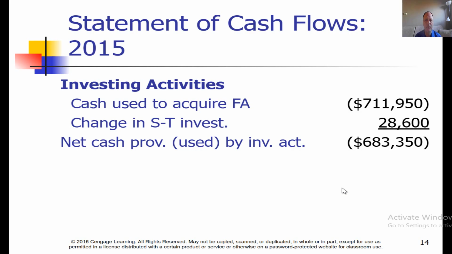and it comes from investing activities. So if we look at investing activities, we look at cash used to acquire fixed assets. We needed another total $711,950 in fixed assets. Change in short-term investments offset some of that because we sold some of our short-term T-bills and commercial paper and gained $28,600. So the net cash provided by investment activities was $683,350 that is used to finance our expanding operations.